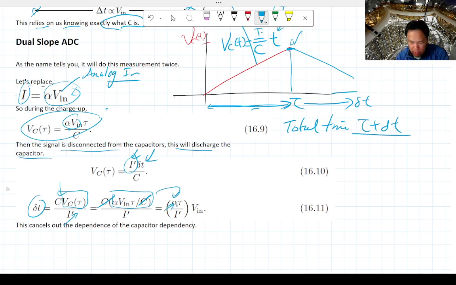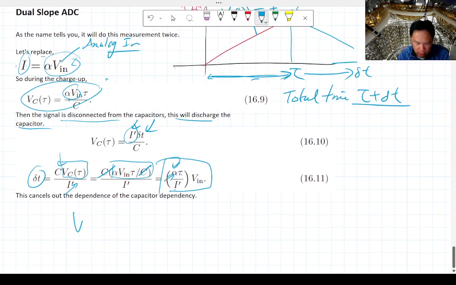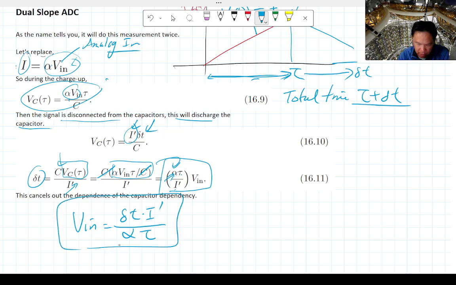And then now you have just this alpha times tau, if you solve this equation, divided by I prime, and that's going to be proportional to your Vn. So if you're interested in your Vn, you just have to solve for delta t times I prime, which you can measure, divided by alpha times tau. And that's what your Vn is.